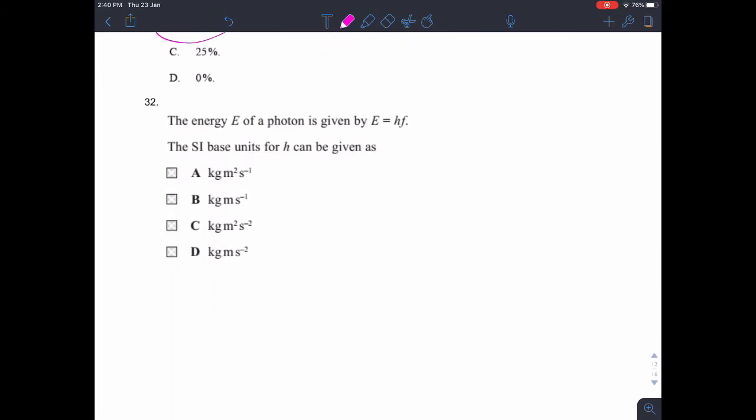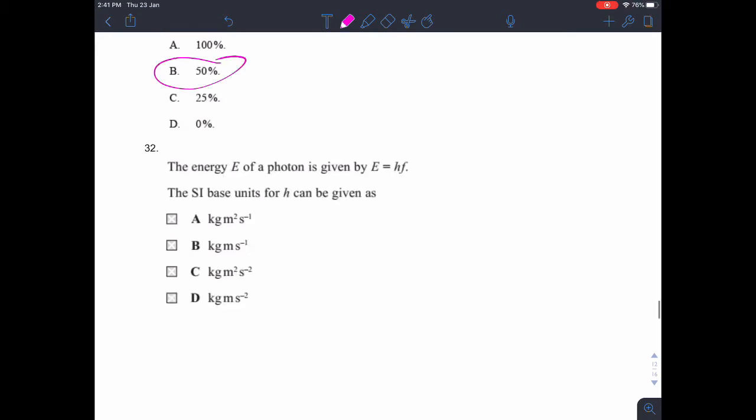32. The energy E of a photon is given by E equals hf. The SI base units of h can be given as what? Okay, well, to work out the SI base units, we need to just think about the equations first. So we want to find h, so h is E divided by f. Now frequency is an easy one because that's in seconds to the minus 1, or hertz, which is seconds to the minus 1. However, energy is slightly more complicated, so at the moment we've got joule seconds.